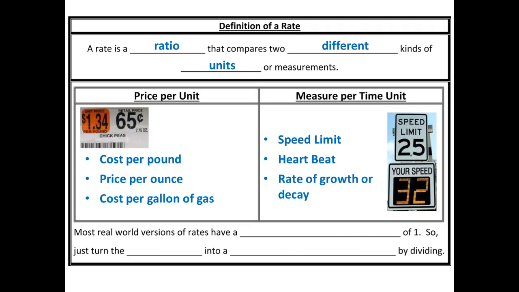Most real-world versions of rates have a denominator of 1. For example, you would never see 50 divided by 2 miles per hour on a speed limit sign. You would never see $2.68 per 2 pounds. You would see $1.34 per 1 pound for the unit price. So we just turn the rate as a fraction into a decimal by dividing. That gives us our rate with a denominator of 1. Since that gives us a common denominator, it makes it very easy to compare rates.